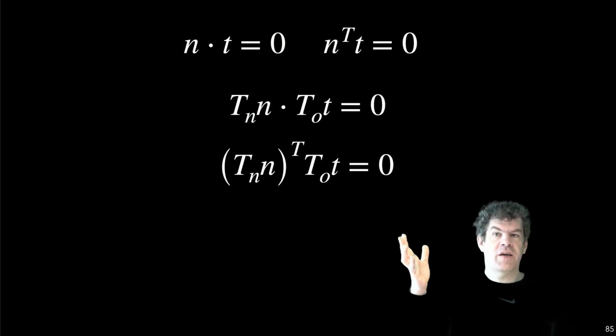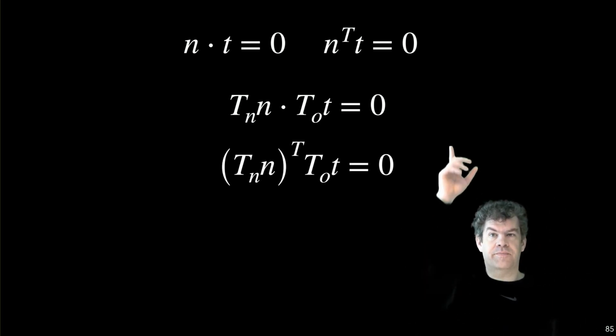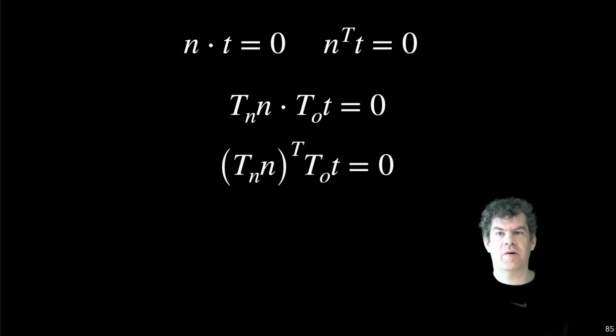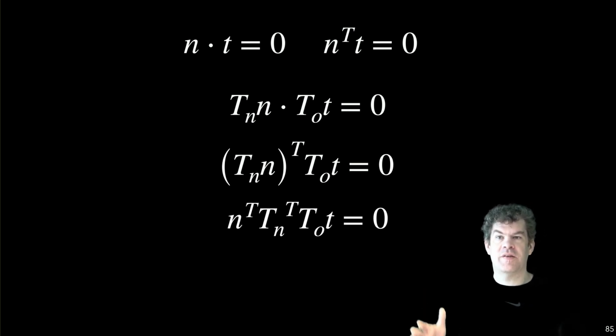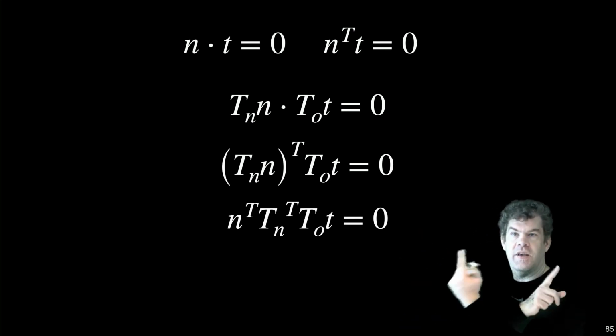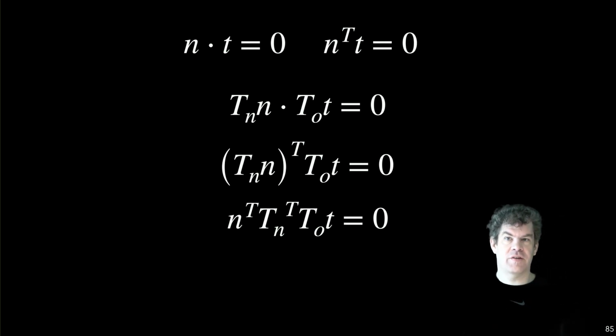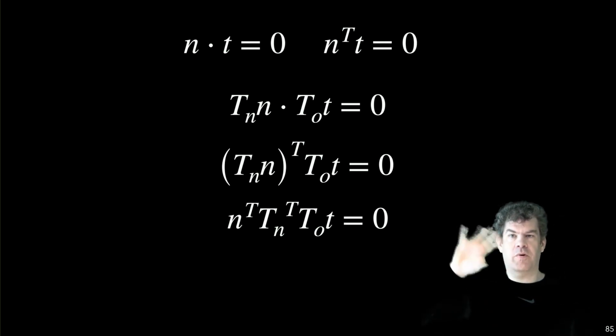Well, I first rewrite this dot product as stated at the top, as this matrix product with a transpose. Then I resolve the transpose. A transpose of a product is basically each factor transposed separately and the order reversed. That's just how a transpose can be pulled into a product.